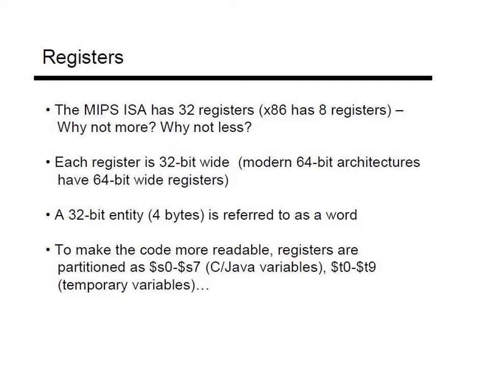Each register is 32 bits wide. That means the MIPS architecture contains 32 registers, and each of these registers is 32 bits wide. Modern 64-bit architectures have 64-bit wide registers. A 32-bit entity, that means 4 bytes, is referred to as a word. To make the code more readable, registers are partitioned as $S0 to $S7 and $T0 to $T9. These are temporary variables.